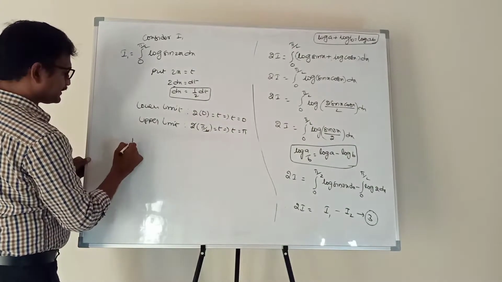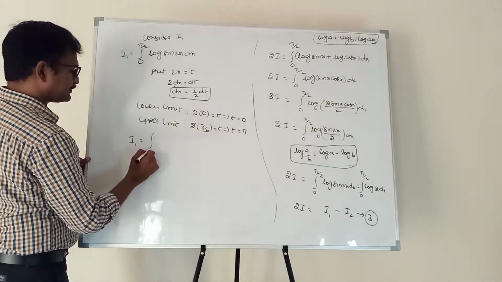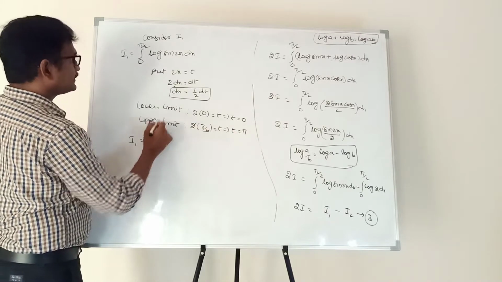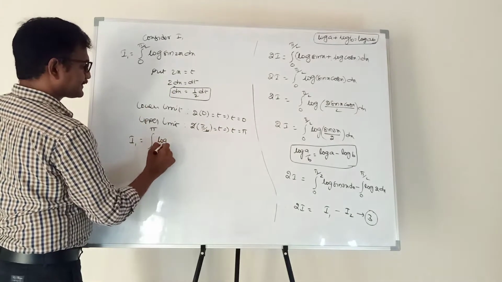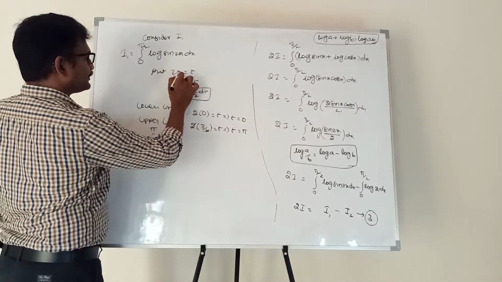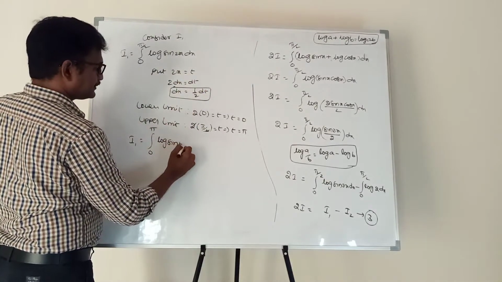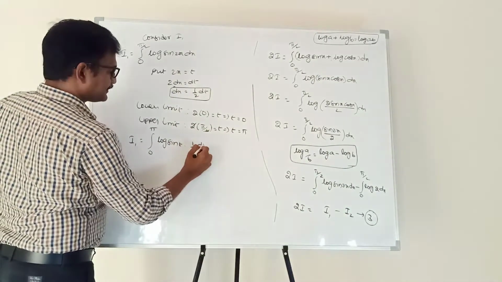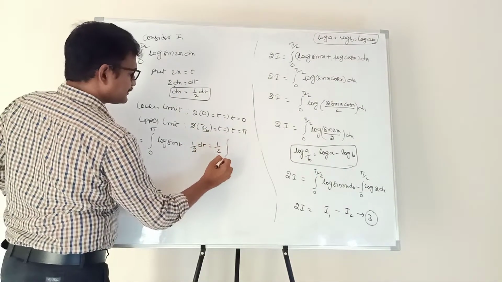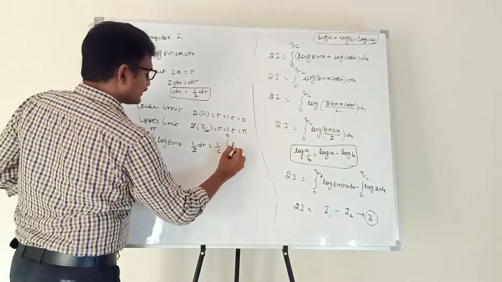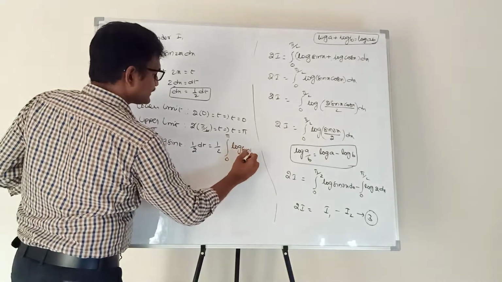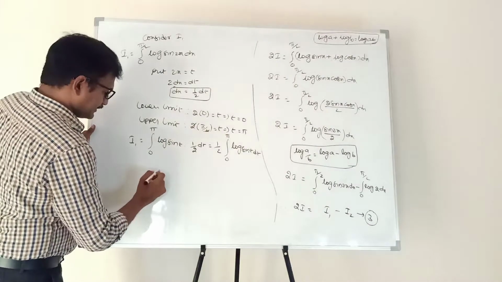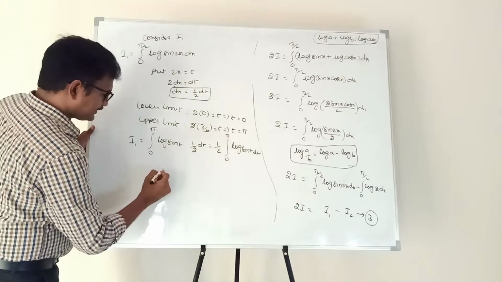Now change every value in I1. I1 is equal to integral with lower limit 0 and upper limit pi. Log sin 2x becomes log sin t, and dx becomes half into dt. So half into integral from 0 to pi of log sin t dt. I1 is equal to half into log sin t dt, we got.